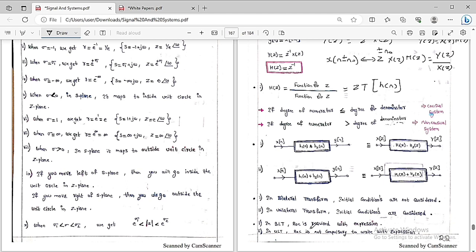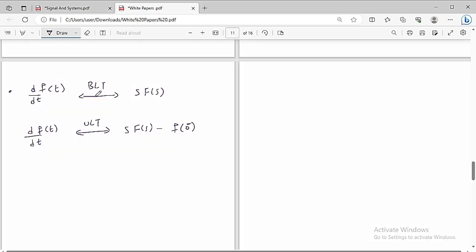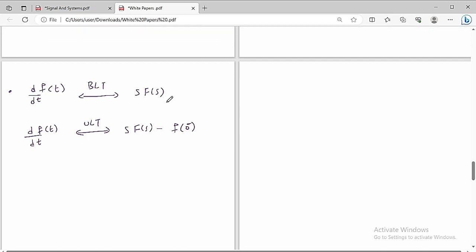Now the next thing is, in the bilateral transform, the ROC is required with the expression. In the case of unilateral transform, the ROC is not compulsory to write with the expression. Listen carefully. In the case of bilateral transform, for everything I have given the ROC. I think you have remembered. But for the unilateral, there is no need of ROC. You have to keep this in your mind.